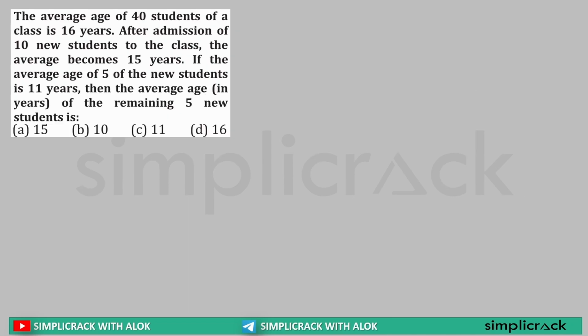Now, sir, the average of 40 students of a class is 16 years. 40 students, average is 16 years. Sir, the total is 640. Clear? After admission of 10 new students to the class, the average becomes 15 years. So 40 students are there. Now 10 students are added. Total number of students is 50. Average age is 15 years. So now the total age is 15 into 50, that is 750 years. This is the new total.